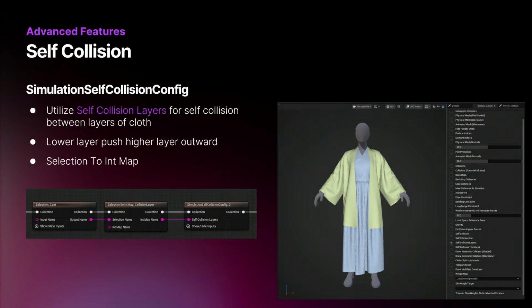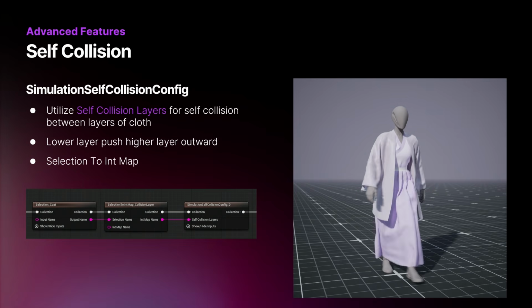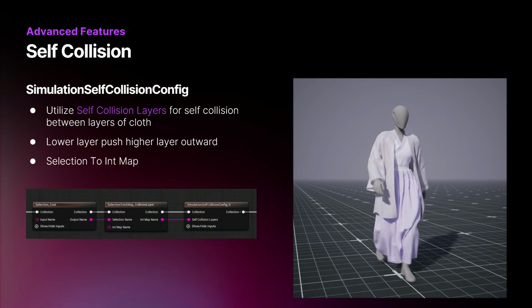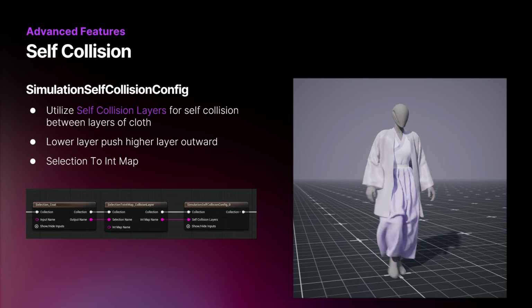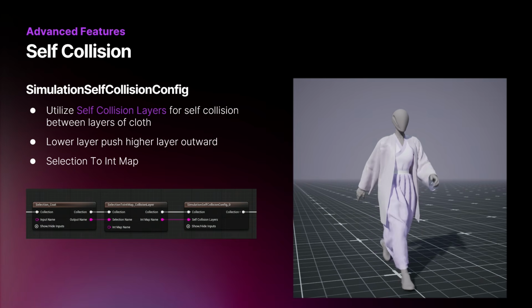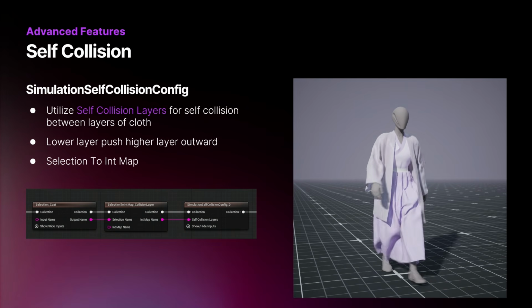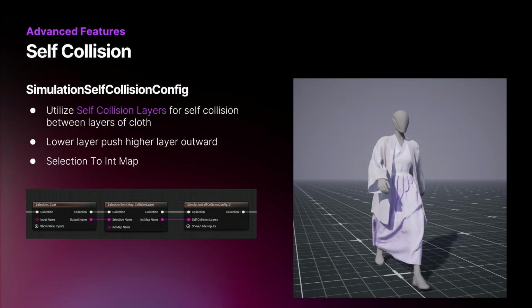Self-collision becomes really important when you are working with multi-layer cloth, especially for cinematic use cases. I recommend using the point-face-based solution, and you can set up collision layers to get better results in those cases. To set up collision layers, you need to select them separately and convert them into an integer map for different layers. The lower layer will push the higher layer outwards, so it's like a hint to the collision solver, to help it resolve more quickly and more reliably.